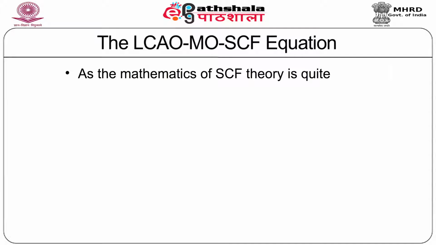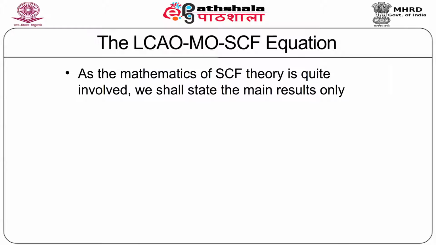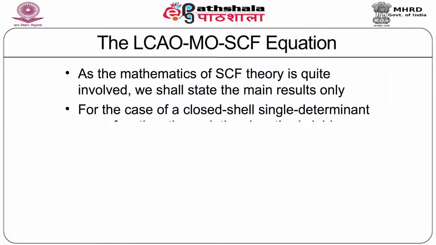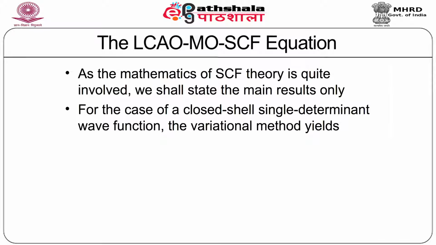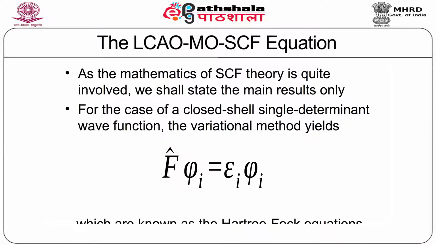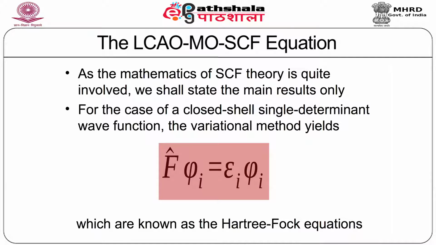As the mathematics of SCF theory is quite involved, we shall state the main results only. For the case of a closed shell single determinant wave function, the variational method yields F phi_i equals epsilon_i phi_i, which are known as the Hartree-Fock equations.